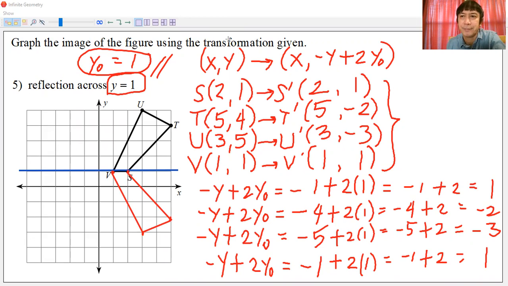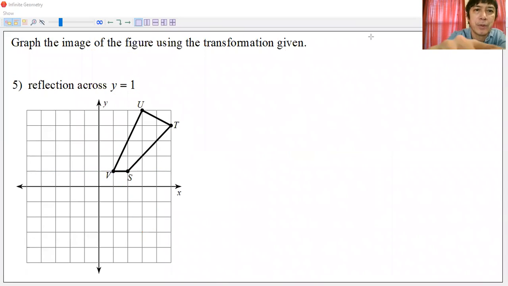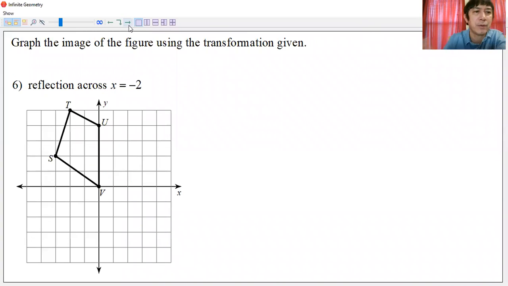All right, so let's proceed to number 6. Here's number 6. Graph the image of the figure using the transformation given. Reflection across x equals negative 2. Where's x equals negative 2? That looks like another vertical line again. Let's draw the line of reflection first.